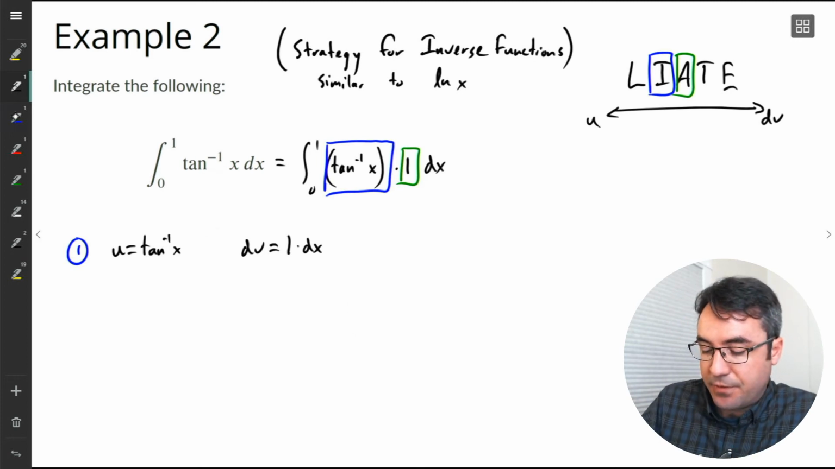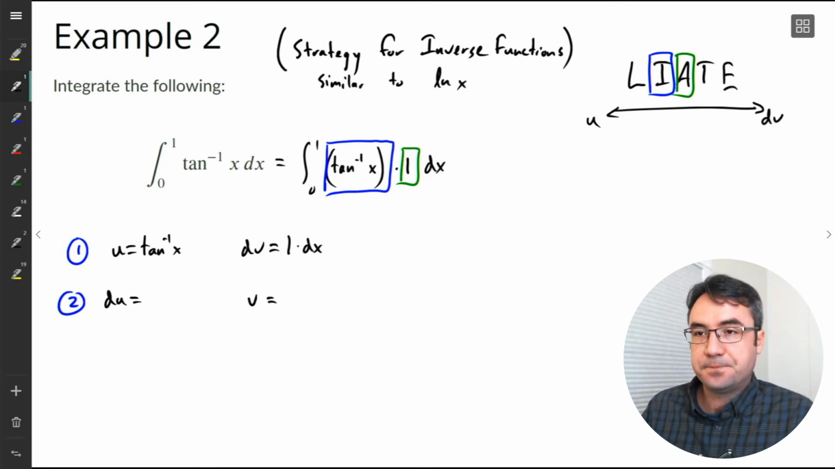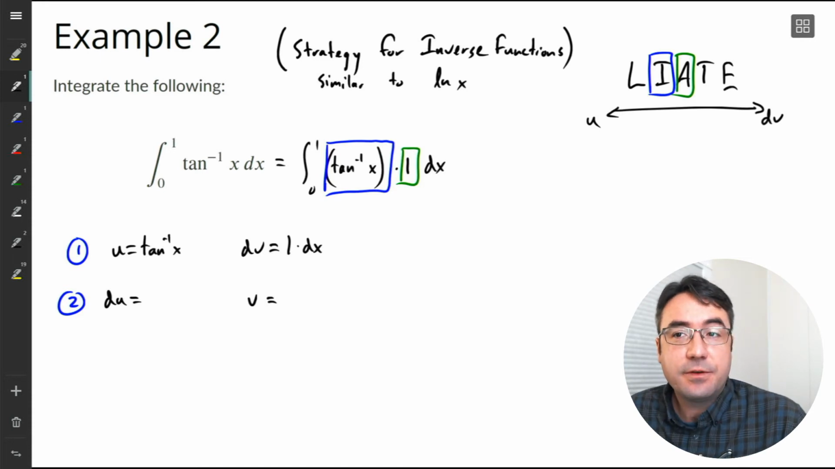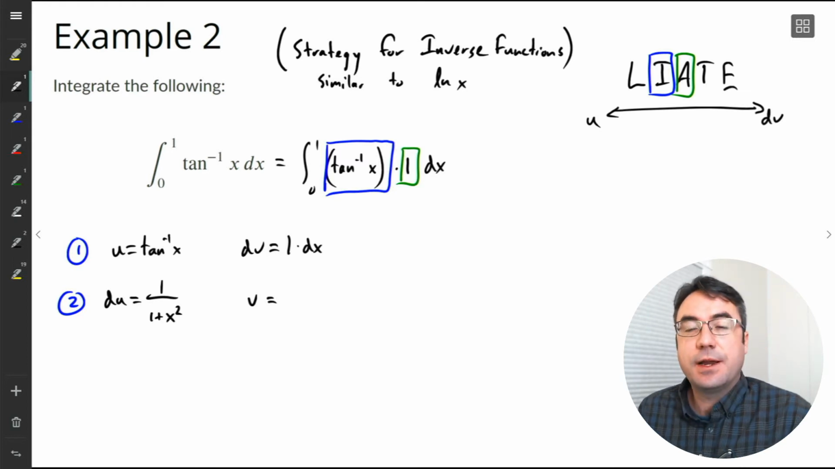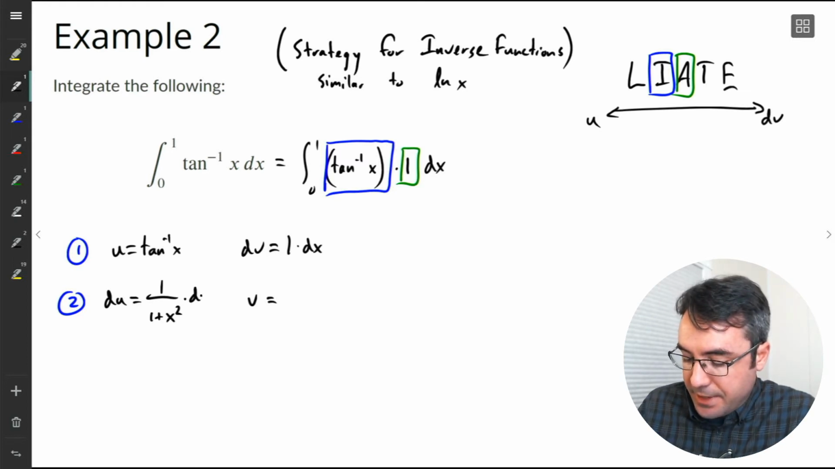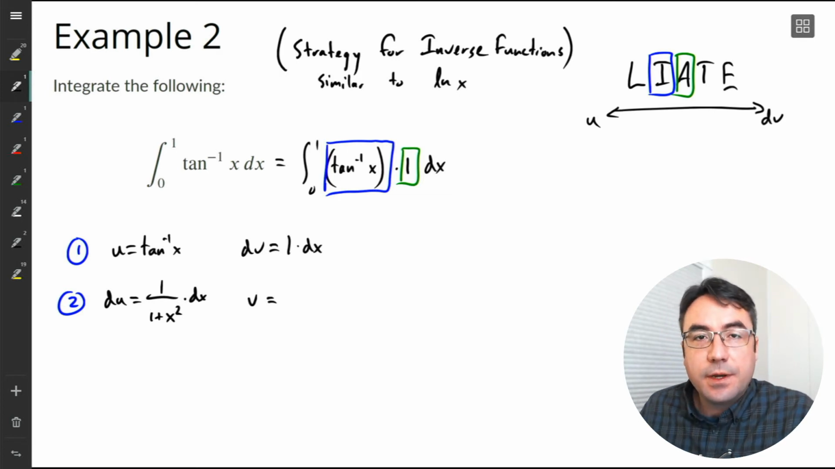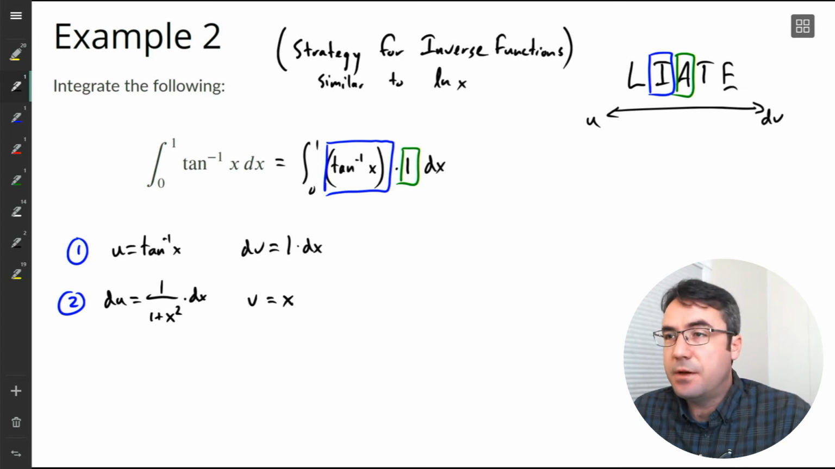So the next step of our integration by parts is to calculate du and to calculate v. So what's the derivative of arctan, of inverse tangent? Well, we kind of need to know this one. It's 1 over 1 plus x squared. And then we multiply by dx. And then what's the integral of 1? Well, the integral of 1 is just x. All right, so we have all of our pieces.